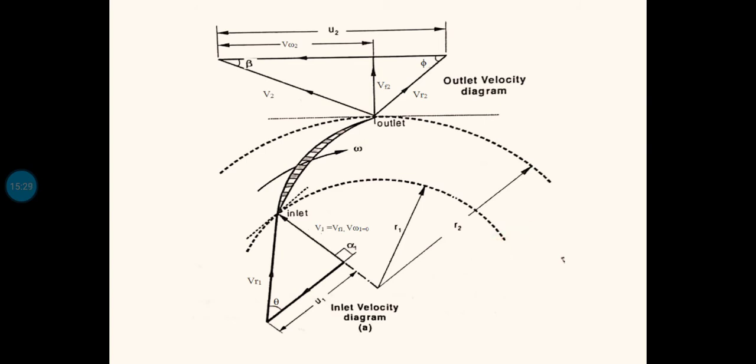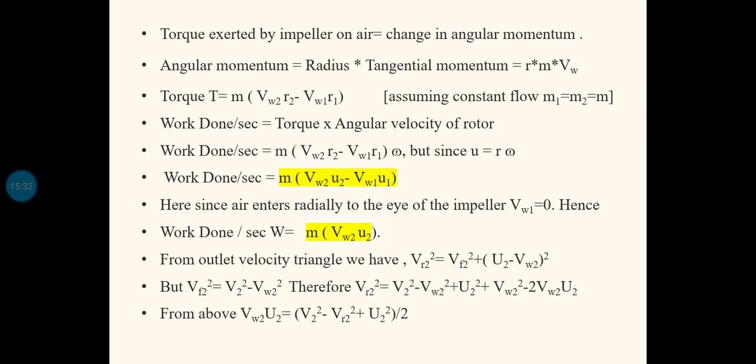Now moving on to the derivation part of work required. We know that torque exerted by the impeller on air equal to change in angular momentum. So torque means, since it is rotating, we have to think about the rotary force, that is known as the torque. So change in angular momentum is equal to torque exerted. Angular momentum is the product of radius and tangential momentum. Momentum is mass into velocity, so tangential momentum means tangential component of velocity into mass.